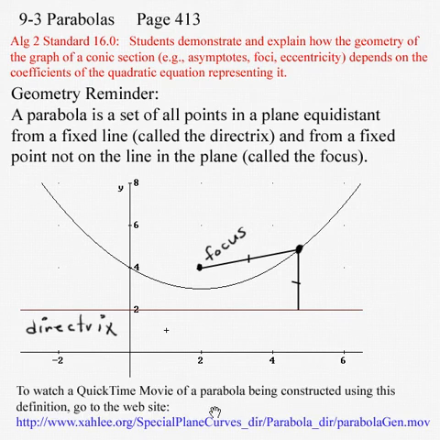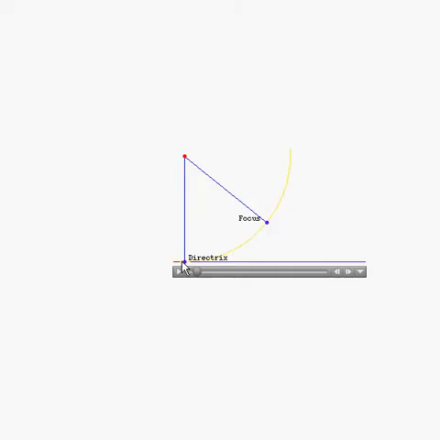What we're going to do is watch a little QuickTime movie of one of these being plotted so we can see a construction of a parabola. In this situation, we've got our directrix, which is the line, and our focus, which is the point not on the line. This yellow arc represents a circle, and this red point is the center of the circle, just so we know that both of these are radii and they are equidistant.